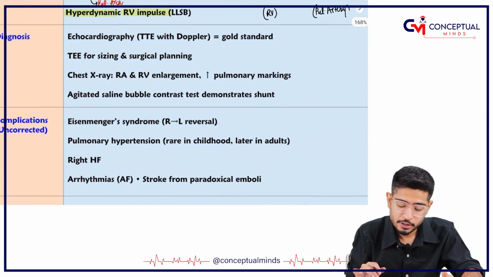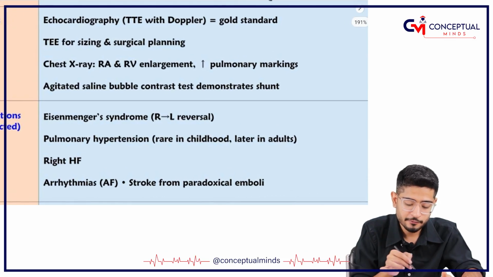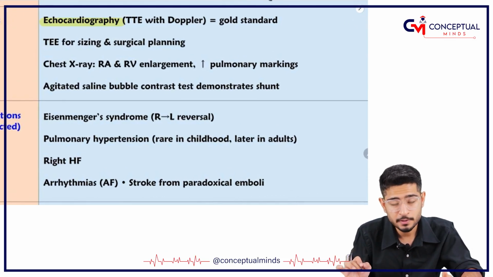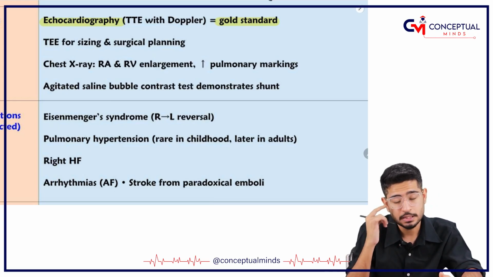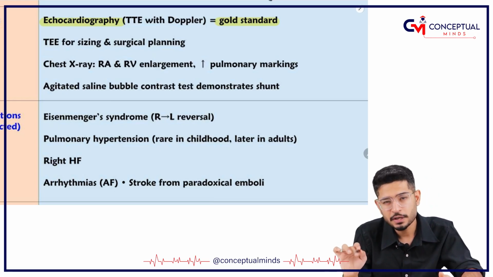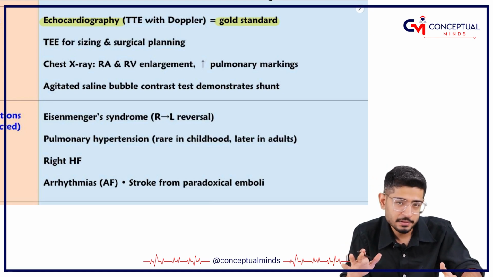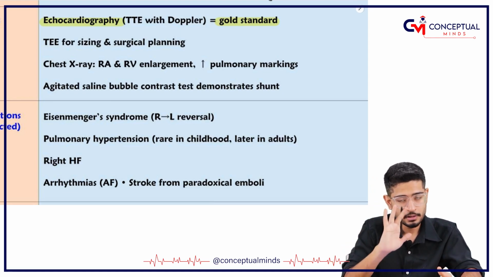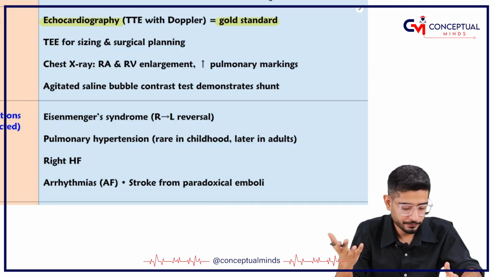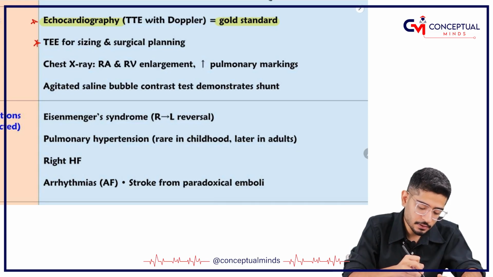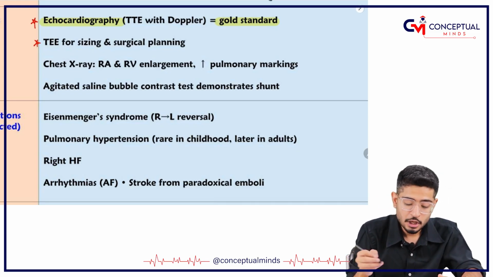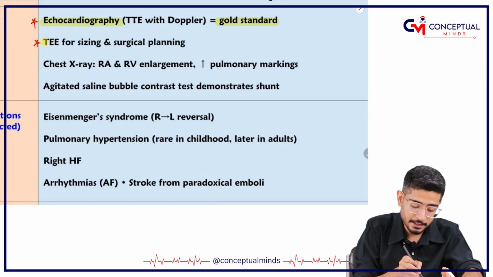Now how will you diagnose it? It's very simple. You have to perform an echocardiography, and echocardiography is actually the gold standard to see what the changes in the atria are. Atrial septal defect is a septal defect, so you have to do an ultrasound of the heart to see the defect, right? And there is something called TEE, transesophageal echocardiography, which you have to do for sizing and surgical planning.